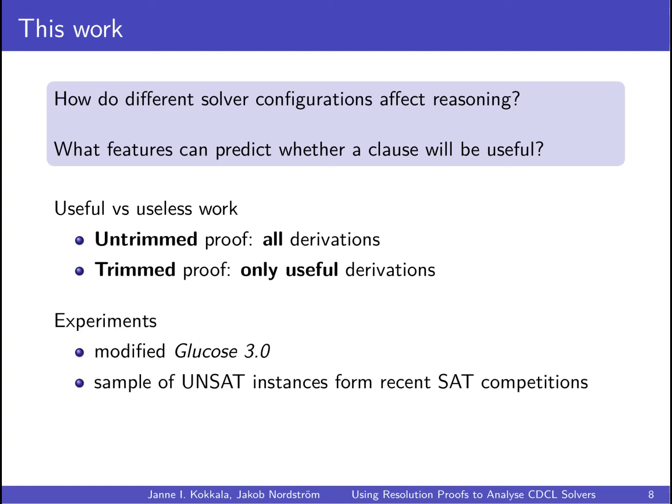For experiments, we run a modified Glucose 3 on a sample of randomly chosen unsatisfiable instances from recent SAT competitions. And here I need to emphasize that all our experiments are indeed done only on unsatisfiable instances, so it's a bit unclear whether these observations apply for satisfiable instances too. But for unsatisfiable instances we can learn something.